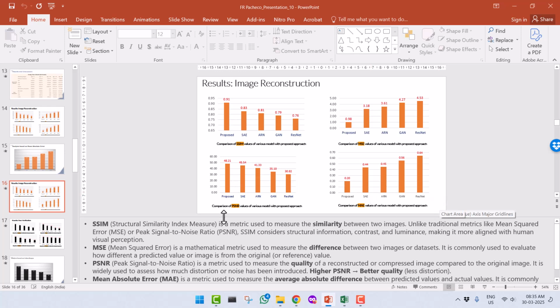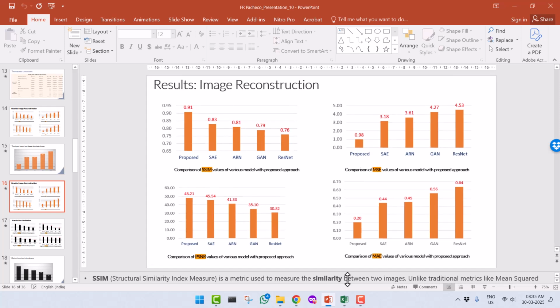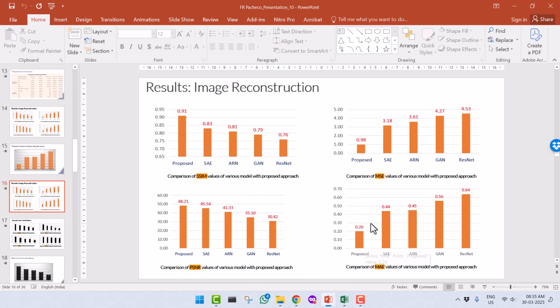And lastly, we have the mean absolute error. So mean absolute error is used to measure the average absolute difference between the predicted value and the actual value. So MAE is a difference measure, so it should be as minimum as possible. The minimum value is the better one, and the proposed model has the smallest MAE among all four models. So this shows how accurately the proposed model is reconstructing the image compared to the existing ones. So our model stands out in case of reconstruction of image or the removal of adversary.